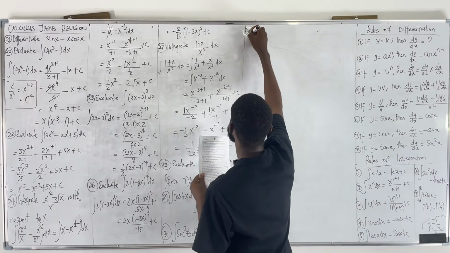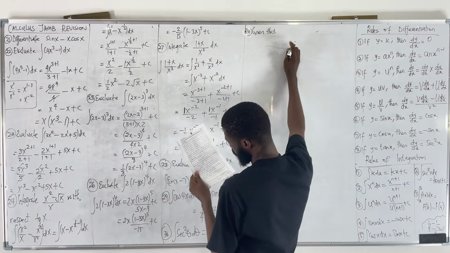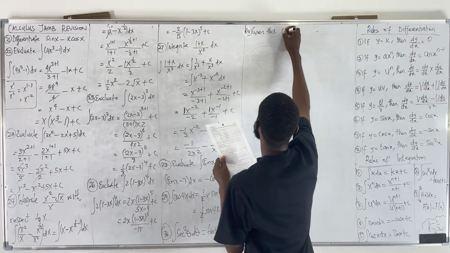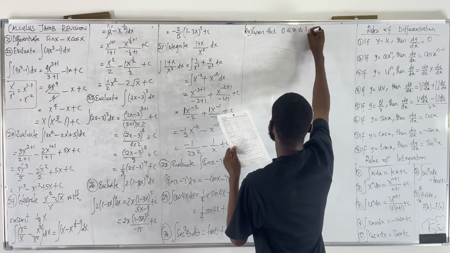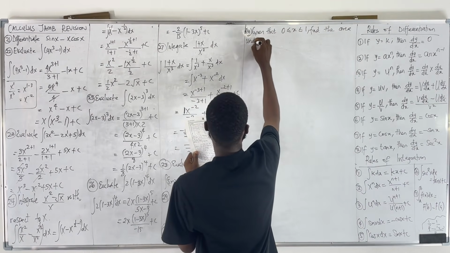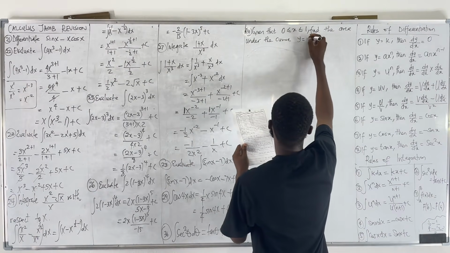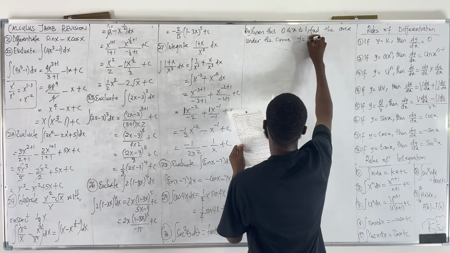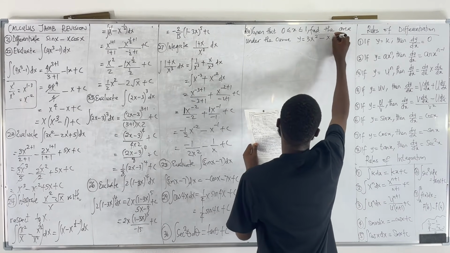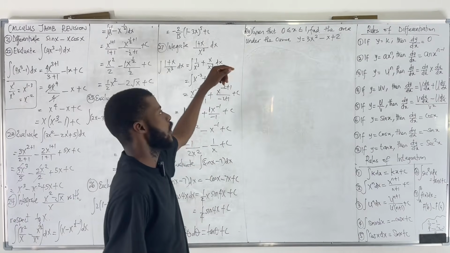Number 31. Given that 0 is less than or equal to x less than or equal to 1, find the area under the curve y equals 3x squared minus x plus 2. Okay, so this is what we have. This is one of the applications of integration.